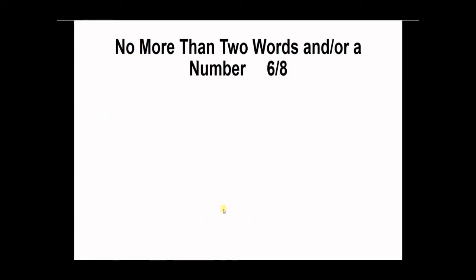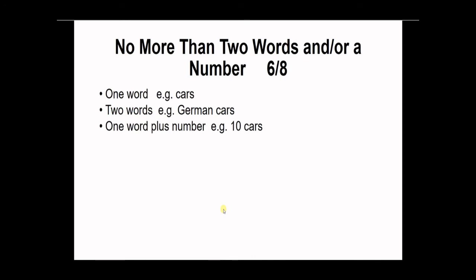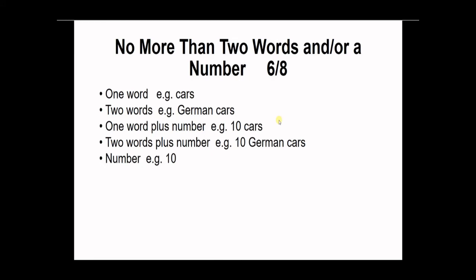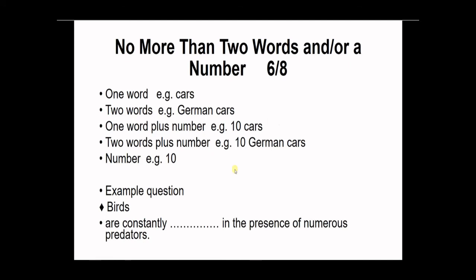Let's look at another instruction, which is no more than 2 words and or a number. So these are the possibilities. Firstly, you can write 1 word, example cars. You can also write 2 words, example German cars. You can write 1 word plus a number, example 10 cars. You can also write 2 words plus a number, that is 10 German cars. So all these are possible options that you can write for a word limit of no more than 2 words and or a number. You can also write just a number as part of the options.